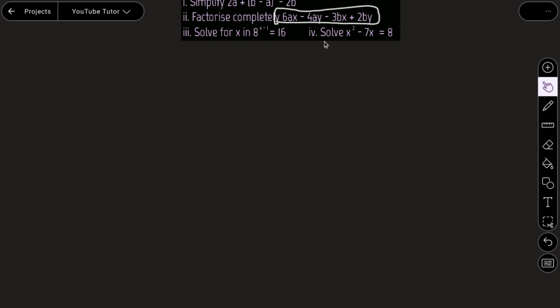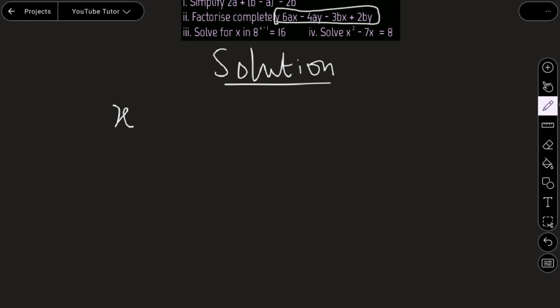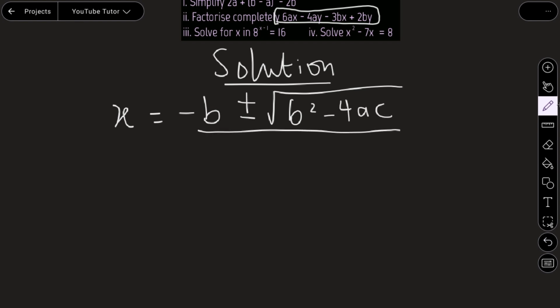Now the last question, which is solve x squared minus 7x is equal to 8. To solve this type of question, we are just going to use quadratic. Now in quadratic, we can use something called the almighty formula. The almighty formula states negative b plus or minus root of b squared minus 4ac, all over 2a.